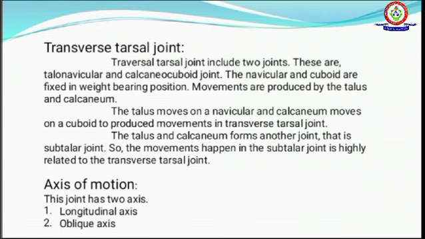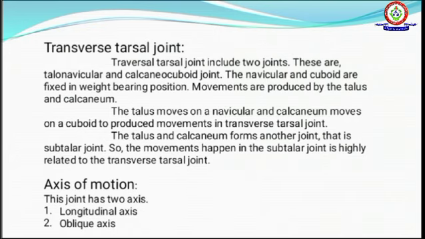The navicular and cuboid are fixed in the weight-bearing position. Movements are produced by the talus and calcaneum. The talus moves on the navicular and the calcaneum moves on the cuboid to produce movements in the transverse tarsal joint. The talus and calcaneum form another joint, that is the subtalar joint. So the movements that happen in the subtalar joint are highly related to the transverse tarsal joint.